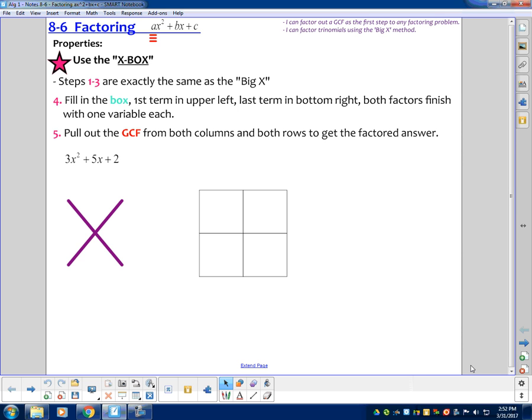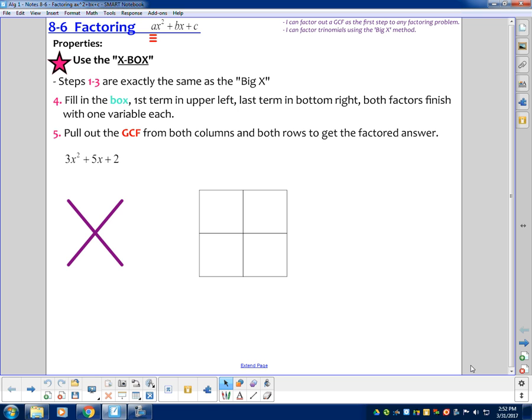All right, this is 8.6, factoring ax squared plus bx plus c, where a is not equal to 1. In the previous lesson we were factoring x squared plus bx plus c, where that first number in front of x squared was a 1. So steps 1 through 3 are exactly the same as the big X from the previous lesson.